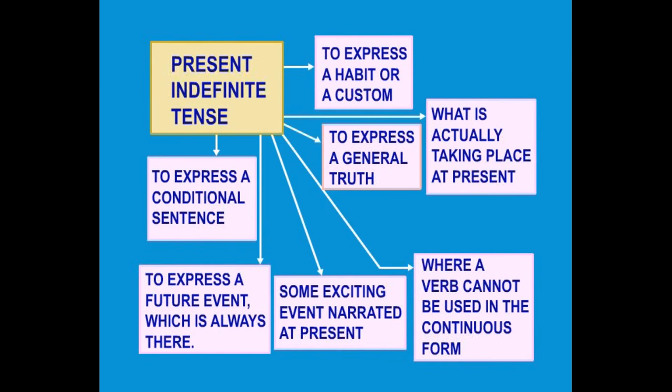Present indefinite tense is used to express a habit or a custom. What is actually taking place at present? To express a general truth. To express a conditional sentence. To express a future event which is always there. Some exciting event narrated at present, where a verb cannot be used in the continuous form.